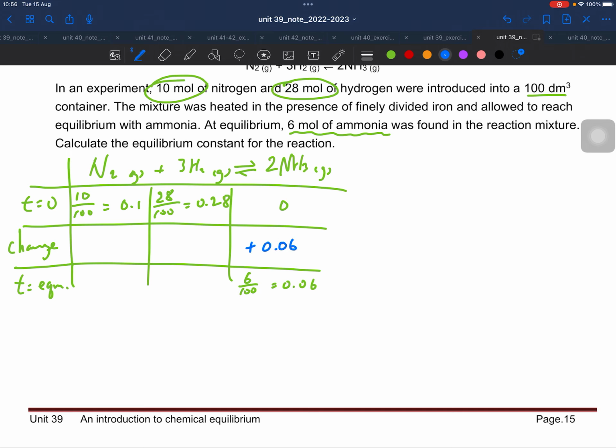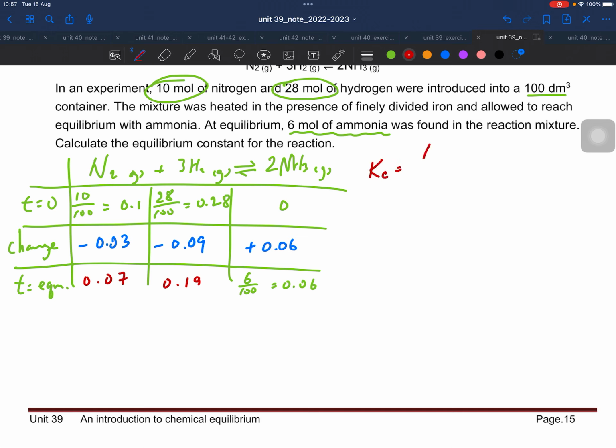So for NH3, this is 0.06, right? And with the mole ratio, this one should be minus, sure. This one should be half of the change of ammonia, that is 0.03. Not so difficult to understand, right? And the H2, the change should be 1.5 times the 0.09. Alright, then let's gather the information. Like this.